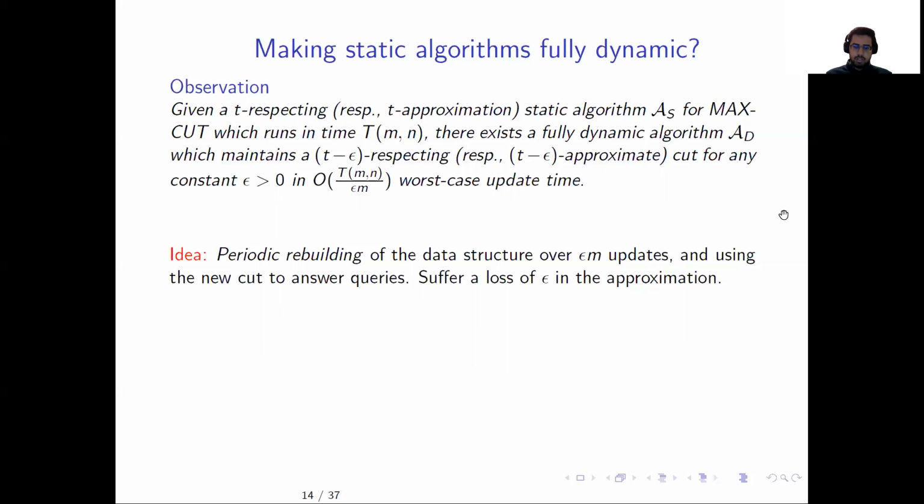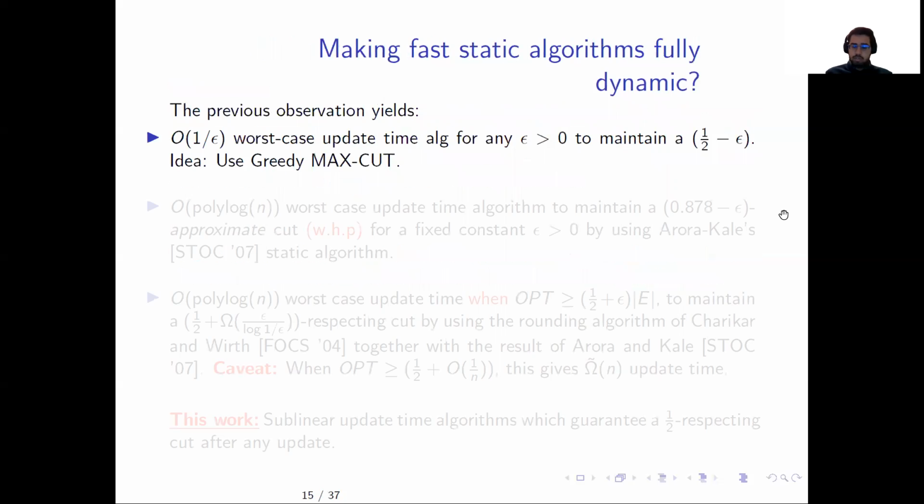So if we invoke this observation, which tells us that we can get an alpha minus epsilon respecting cut in T over epsilon m worst case update time, where T(m,n) is simply the running time of a known static algorithm, then we can see that to maintain a half minus epsilon respecting cut, we can just use Johnson's greedy max cut algorithm, wait for epsilon m updates, and during those epsilon m updates, rebuild the data structure, and we're only going to suffer a loss of epsilon in the respecting ratio.